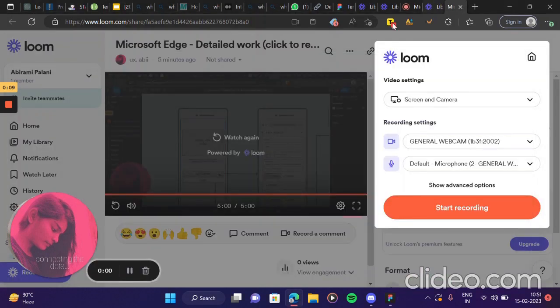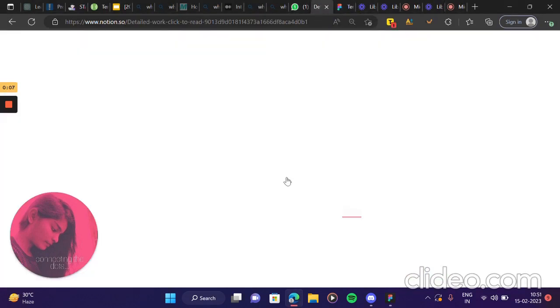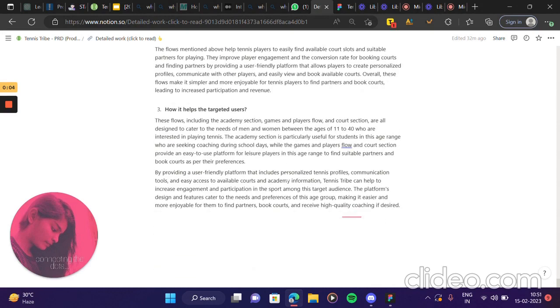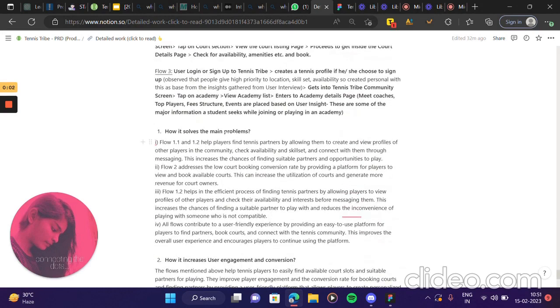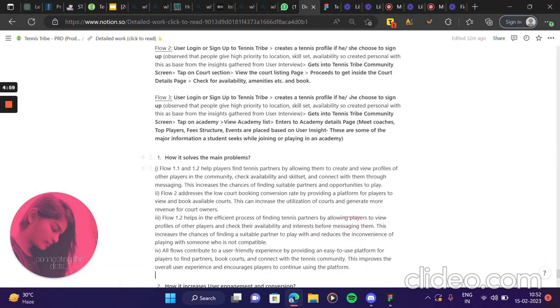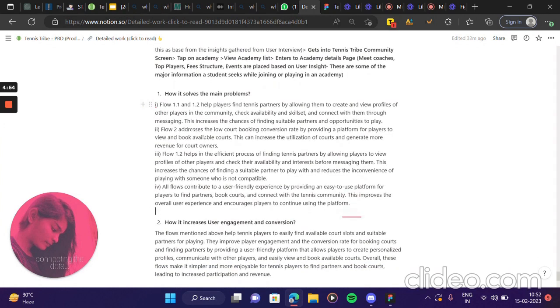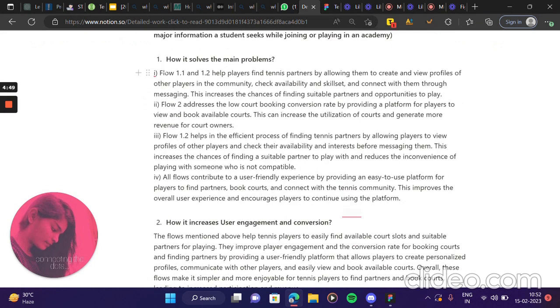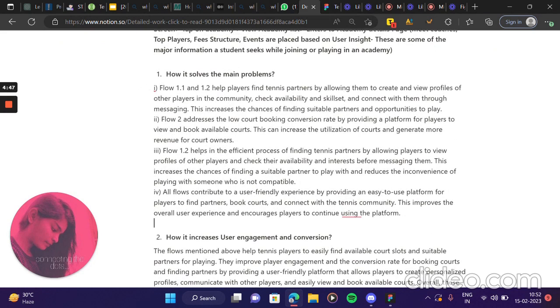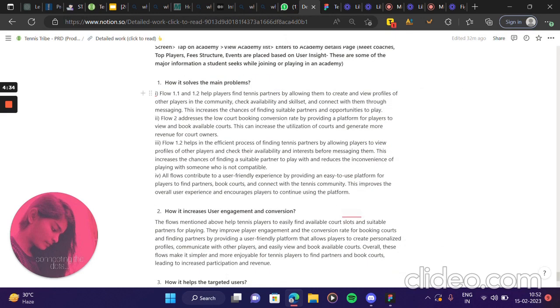I'll also take you to the conclusion where I mentioned how, after concluding the why frame, I understood how it solves the main problem, and how flows 1.1 and 1.2 help. It helps players find a tennis partner by allowing them to create and view profiles of other players in the community, check availability and skill set, and connect with them through messaging. This increases the chance of finding suitable partners and opportunities.